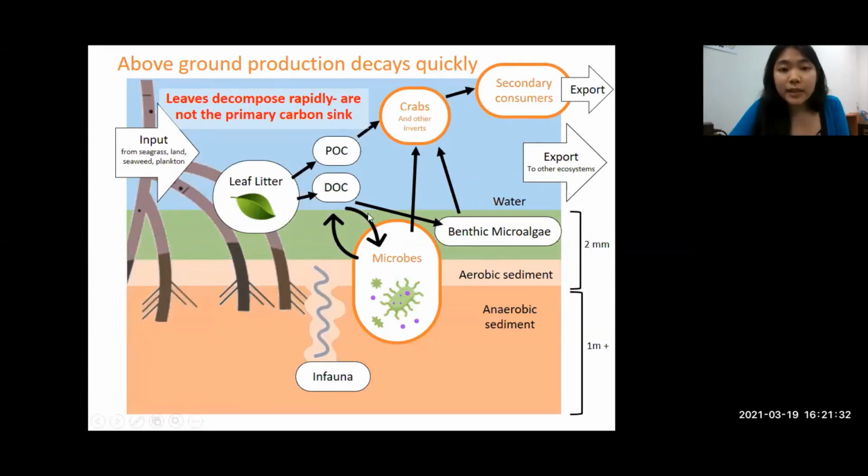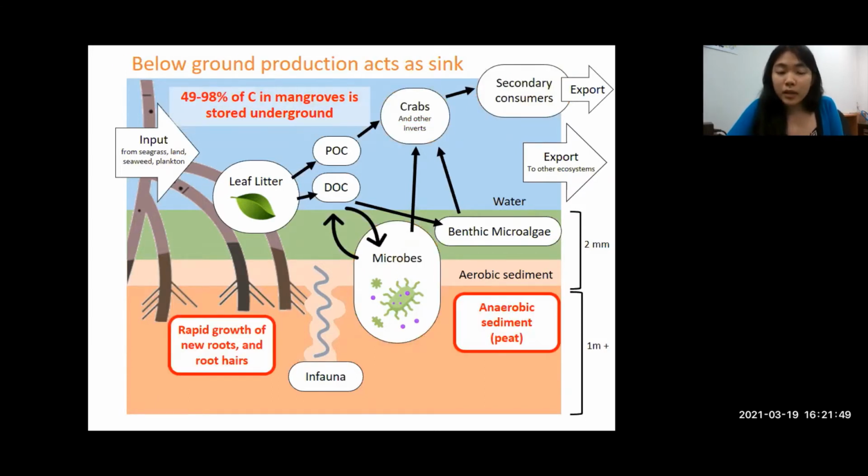So the leaves decompose pretty rapidly. They're either eaten or washed away, they decompose. So they're not really the greatest carbon sink. So we're also thinking about if the carbon is eaten or if it kind of goes into the sediment where it can be stored and help limit the impacts of climate change. Most of the carbon that mangroves store is underground, and that's not necessarily from leaf litter so much as it is from the production of these root hairs, like tiny, tiny fine roots that are replacing themselves often.